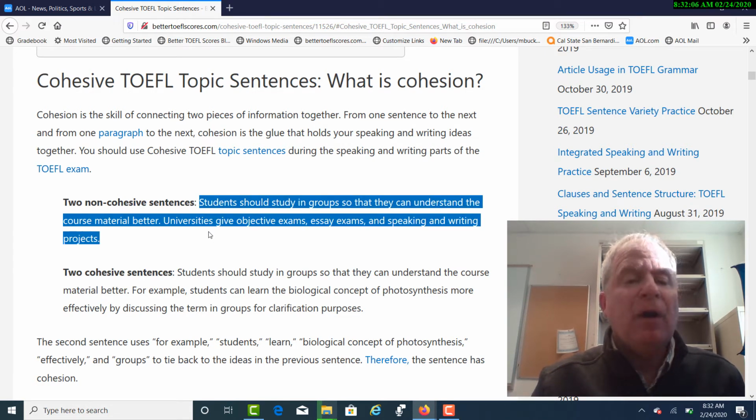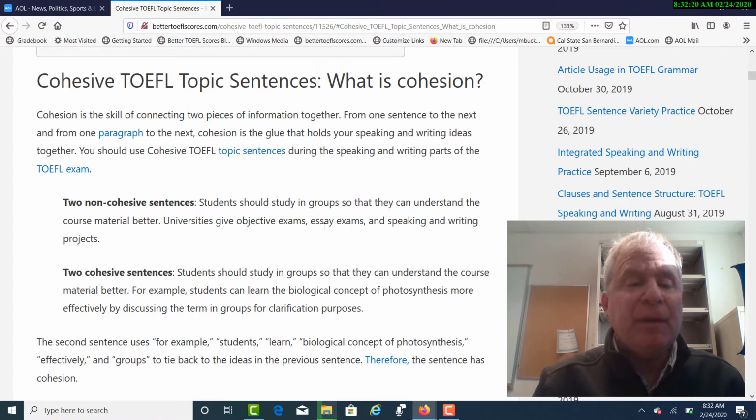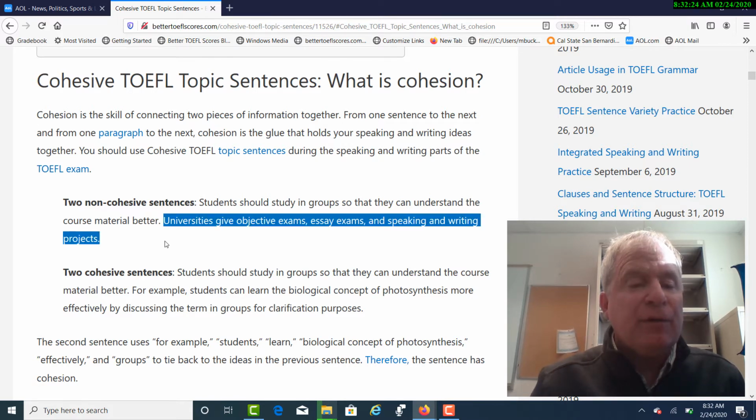Here's an example of two non-cohesive sentences. Students should study in groups so they can understand the course material better. Universities give objective exams, essay exams, and speaking and writing projects. So notice how the second sentence doesn't say anything about group study. Because it doesn't mention any of the key words in the previous sentence, it's not really cohesive.